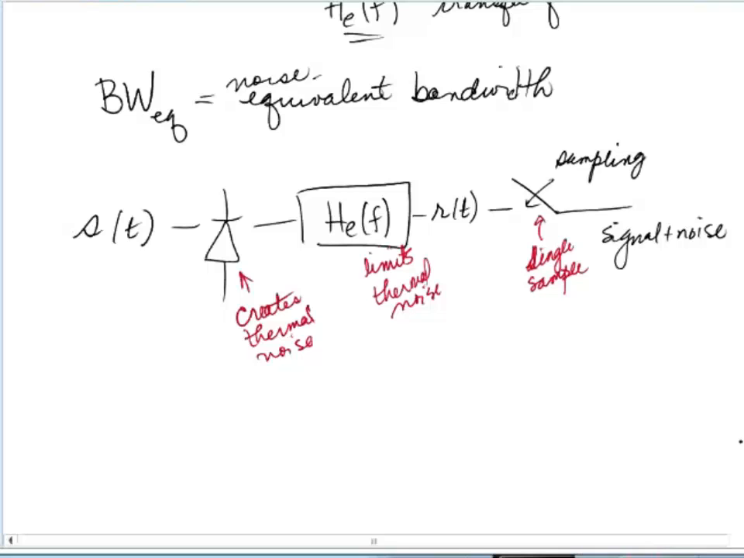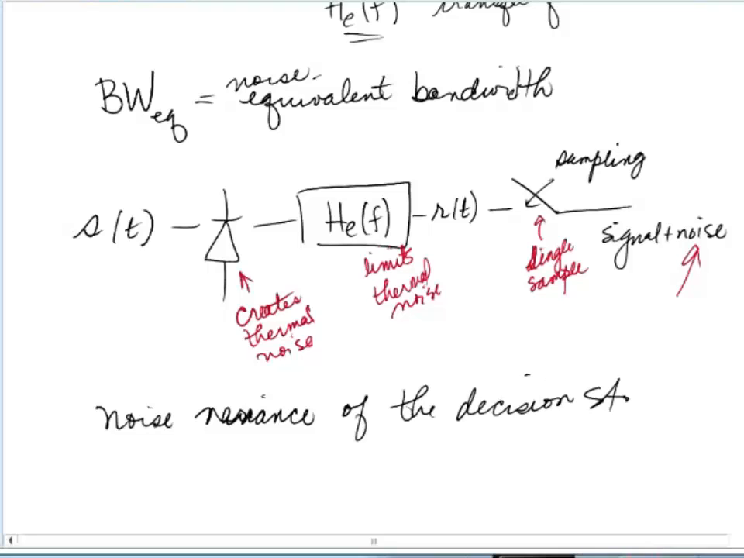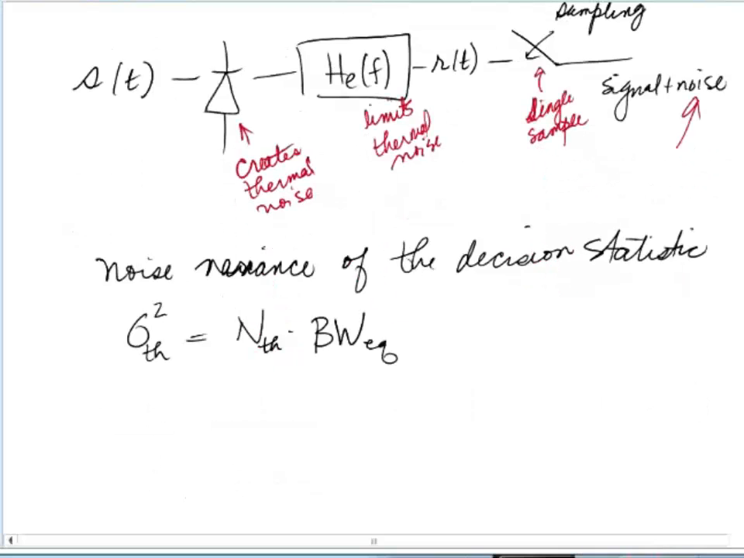And all that to say that the noise sample that we see here at the output of our receiver has a variance. So the noise variance of the decision statistic after the sampler, sigma squared thermal, is just equal to the power spectral density of the thermal noise times the noise equivalent bandwidth of the front end, the electrical front end.